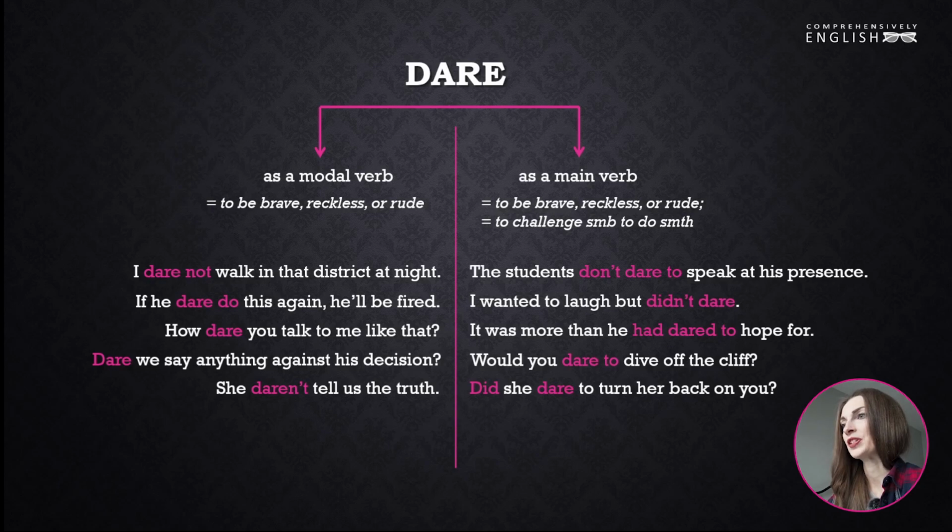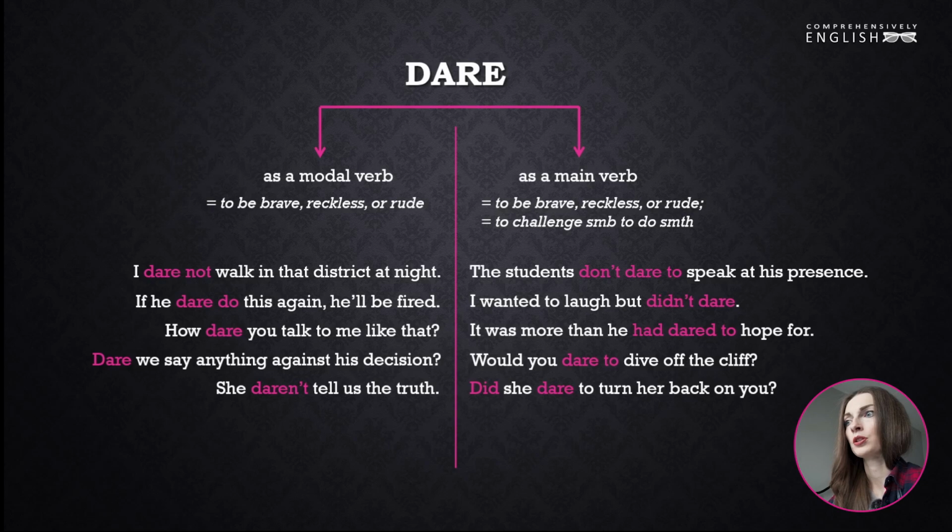So here we see that dare doesn't function as a modal verb anymore. It takes an auxiliary verb, do or did or had, depending on what tense we are talking about. So, the students don't dare to speak. To form a negative sentence, we take do, add not, and only then we use dare. So the students don't dare to speak.